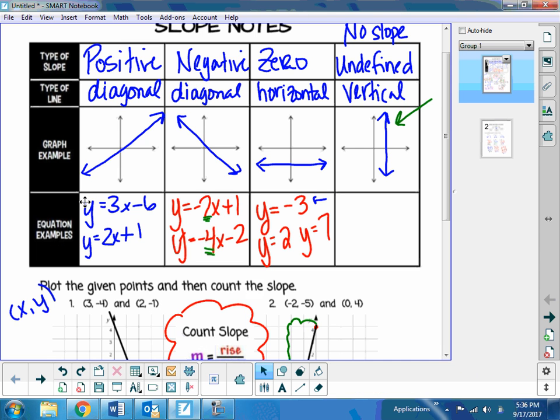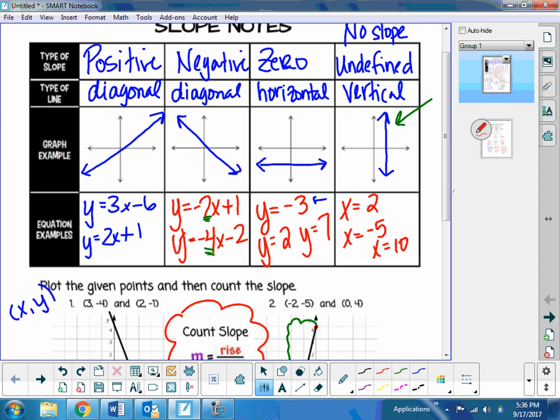Now with vertical lines, it's your other variable. So it's going to be like x equals 2, or x equals negative 5, or x equals 10. Again, y is not a factor in this. Why does it matter? Because x always has to be 2. It doesn't matter where we travel up and down that line, x is always going to remain 2.